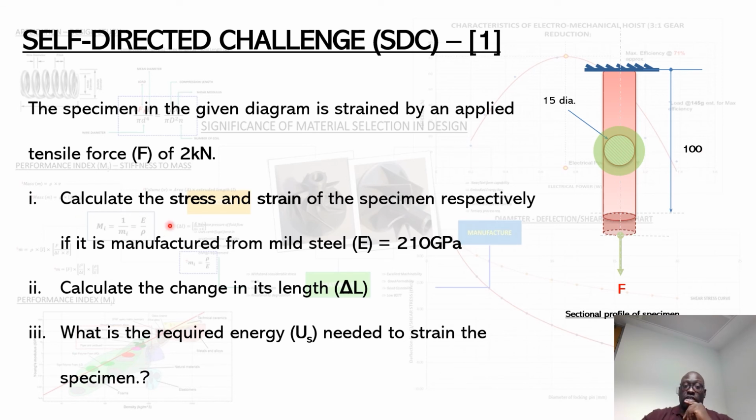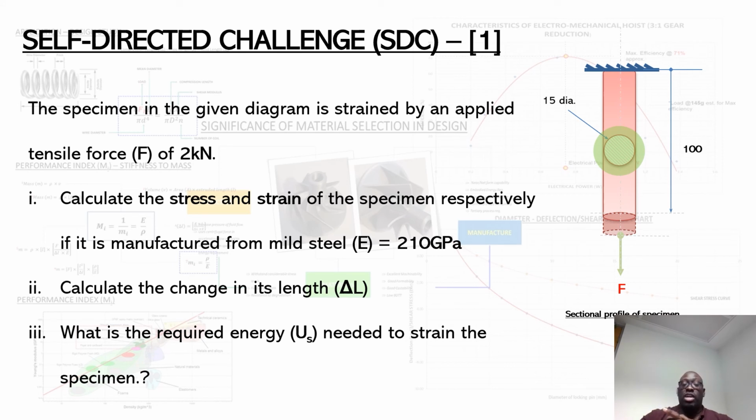So the first task is to calculate the stress and the measure of strain of the material when subjected to the 2 kilonewton force. If the material was to be manufactured from mild steel, and mild steel typically has an elastic modulus which ranges from 195 to about 215 or 220 GPa. Okay? So once you've done that, see if you can calculate the change in length.